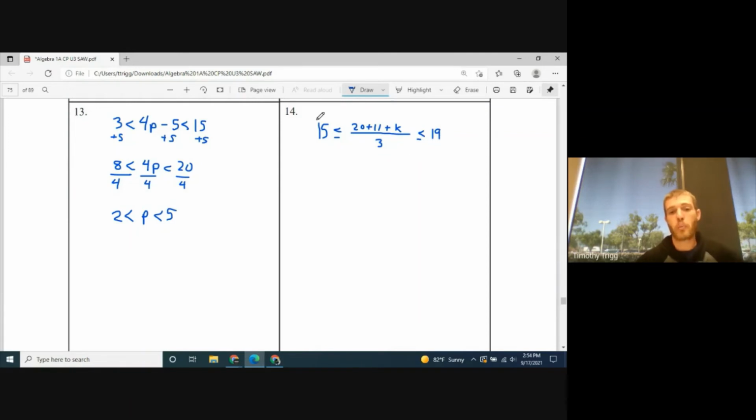So what I would do is multiply everything by the denominator. In this case, we're going to multiply everything by 3. So we're going to multiply the 15 times 3. Then we're going to multiply this fraction times 3. And then we're going to multiply this over here times 3. And that'll cancel our denominator when we do that. So 3 times 15, that's 45, is less than or equal to. And then here we have 20 plus 11 plus k. And then is less than or equal to 3 times 19 is 57.